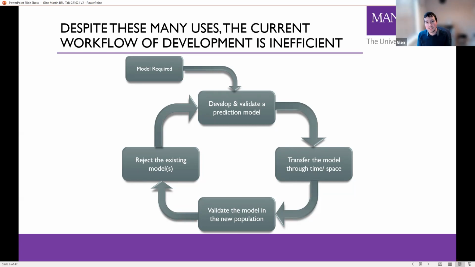What then might happen is that a different research team might see that model and think, okay, I'm now at a different point in time, or maybe the model was developed in the UK and I want to see whether it works in a different country, for example. So they take that published model, apply it to their data that might be of interest in their local population, and again evaluate the predictive performance of that model.